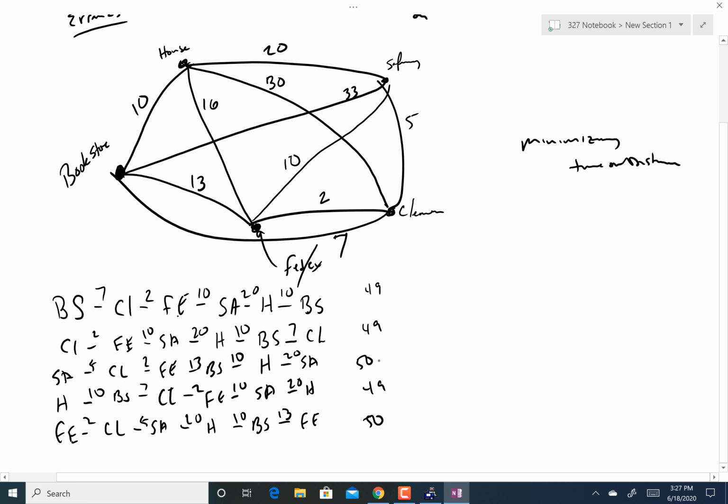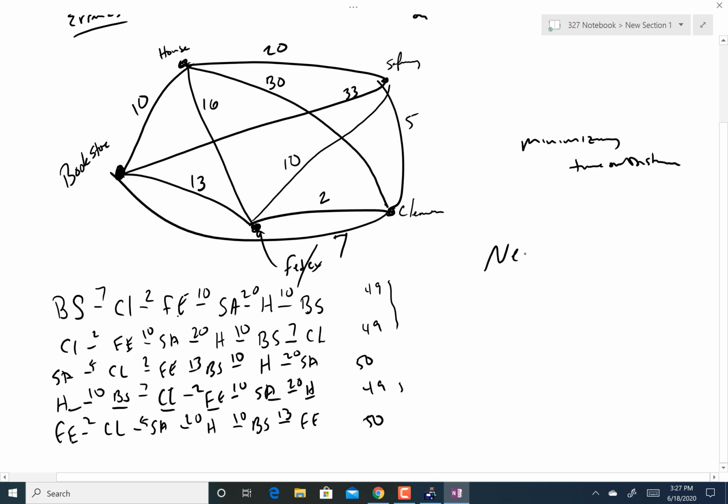Sometimes there'll be multiples of the same. Sometimes they'll all be the same. Sometimes there'll be quite a few that are different. But any of these ones here are the exact same. And would it make any difference if I went home, Safeway, FedEx, cleaners, bookstore, home? That wouldn't make any difference. Which direction I go, the distance is the same.